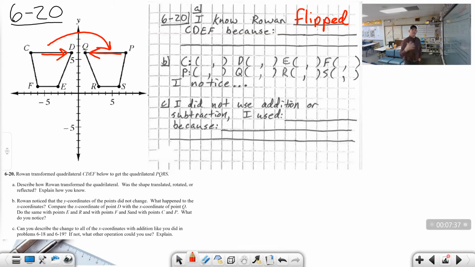CDEF, because the images are opposites. Now I want you to write down these coordinates for letter B. C is -6, 6. D is -1, 6. E is -3, 1, and -6, 1.